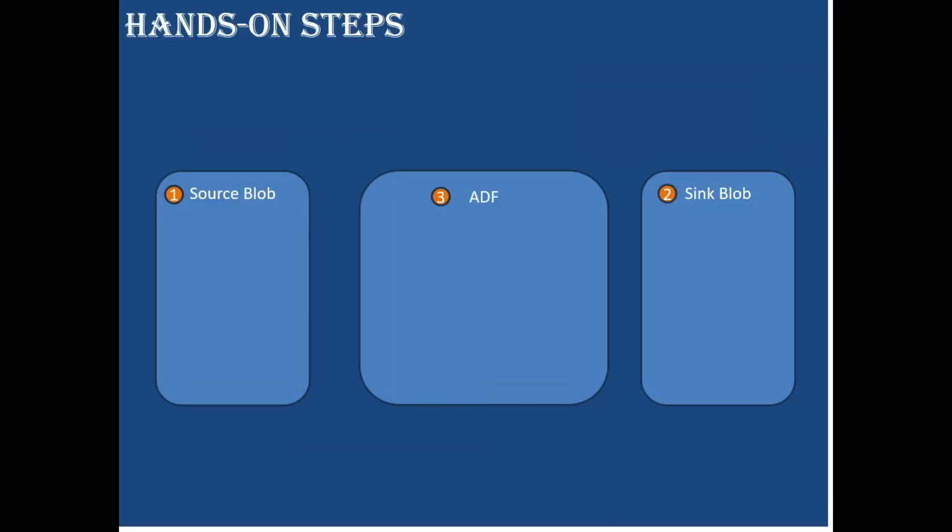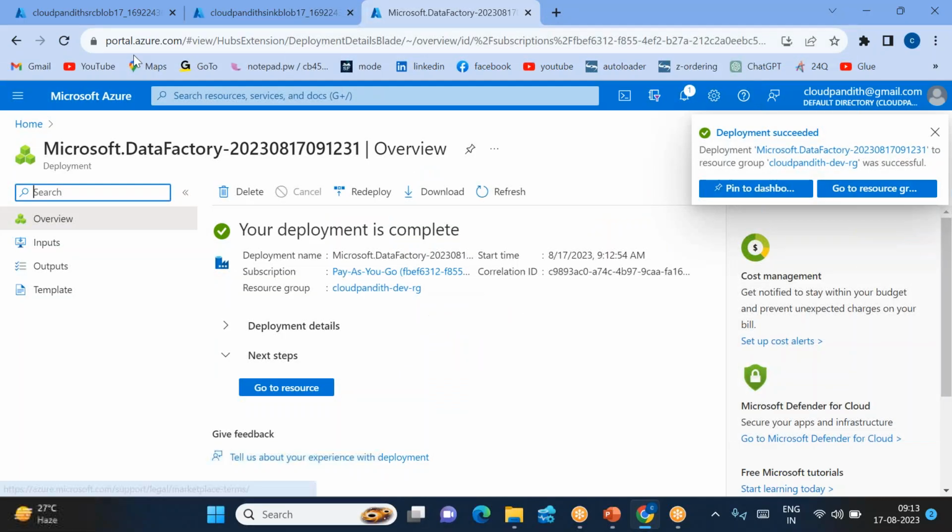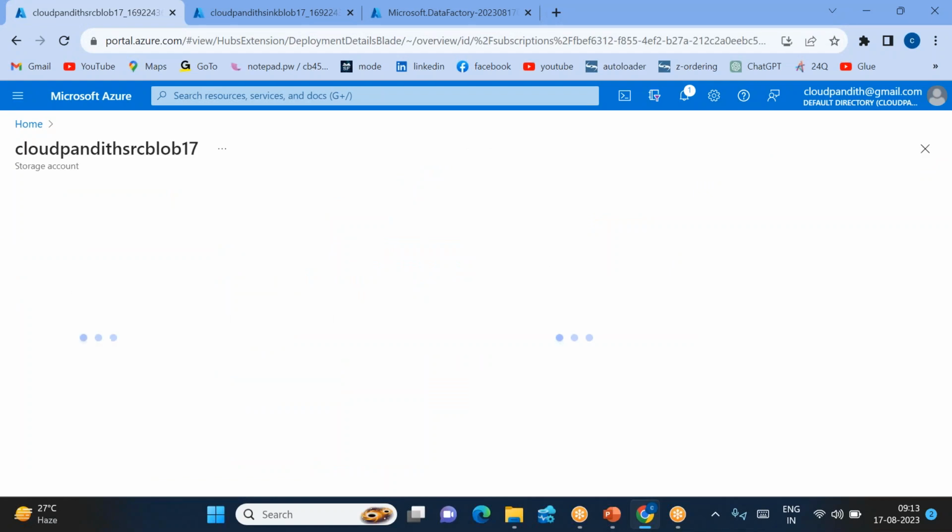If you see source blob, sink blob, ADF I created. I will open the source blob. I will create a cust container and I upload the pipe delimited CSV file. That is our first lab. So once this is done, I'll go to the sink blob. I'll create a cust out. Okay. Let's do these two steps now. Let's go to the source blob, go to resource.